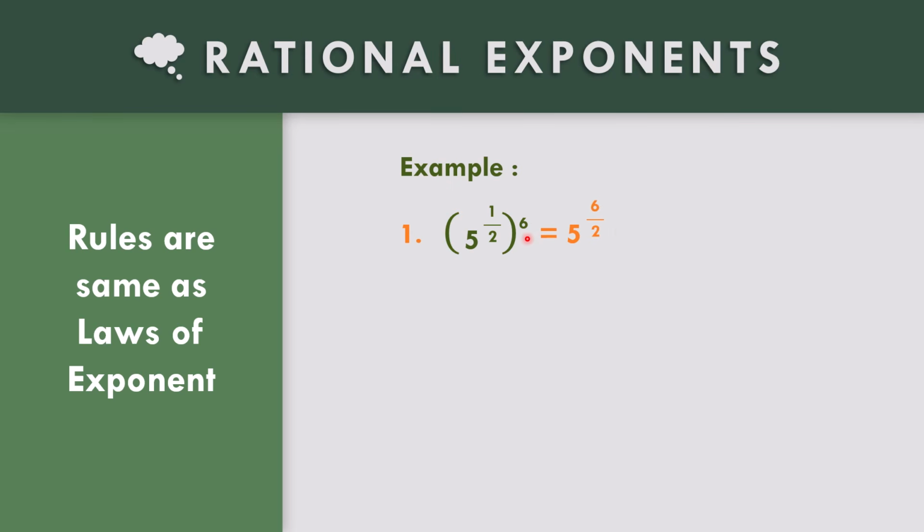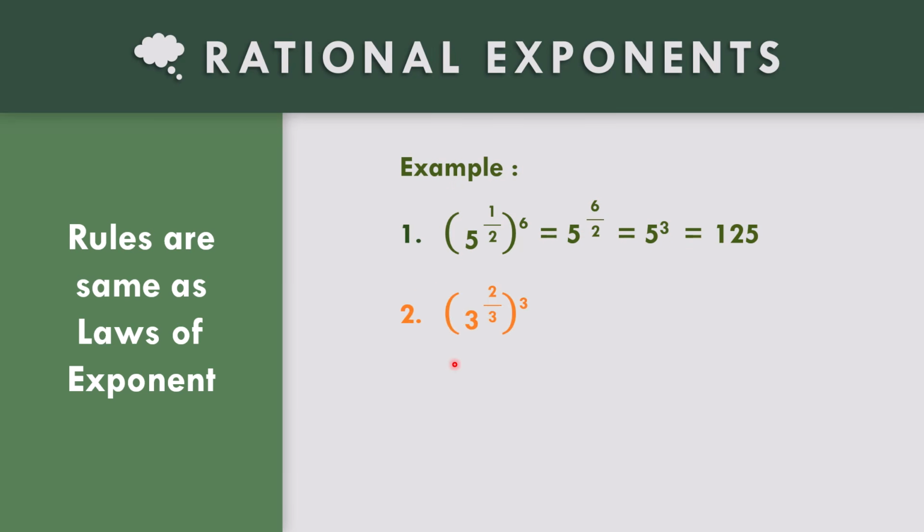Because 1 times 6 is 6, while the denominator, 2 times 1, that is equal to 2. Afterwards, let us copy the base 5. 6 divided by 2, that is equal to 3. And then 5 times 5 times 5, that is equal to 125.